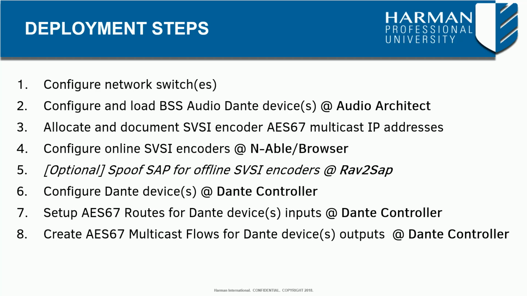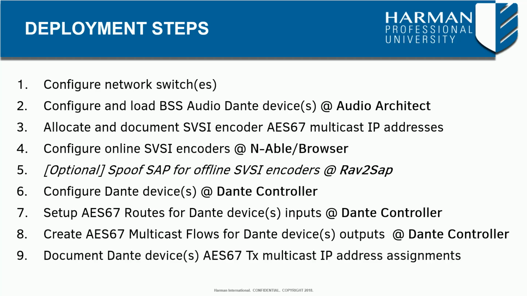We have little control for manually specifying the multicast addresses coming out of Dante Controller. Where we do have the ability to designate multicast addresses, this is recommended, as in Step 3. Addresses manually designated and discovered in Dante Controller will not be duplicated when creating multicast flows for Dante device outputs, considering Dante Controller will randomly select multicast addresses. Finally, it's recommended that we document any Dante device's AES67 transmitter multicast IP address assignments.